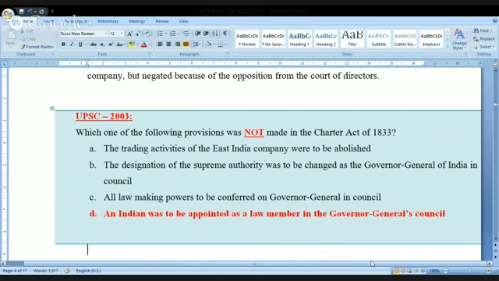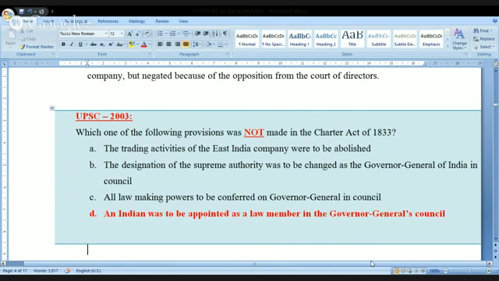The designation of the Supreme Authority was to be changed to the Governor General of India in Council. Did we use this word? Yes, we have used this word. Hence, that was also there. And all the lawmaking powers to be conferred on the Governor General in Council. Just now I told you there were three members. One person was inducted, considered to be a law member for performing the legislative functions.